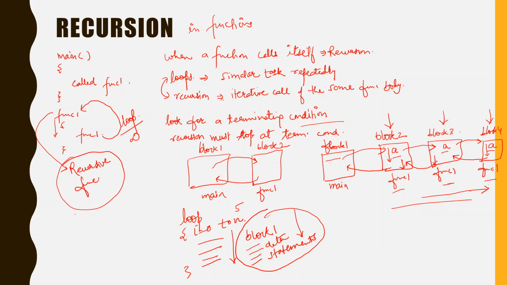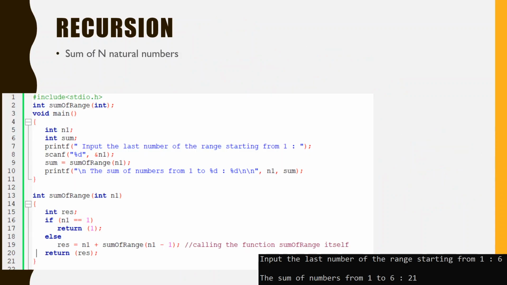So this is the concept of recursion, and as I have compared it with loops, we will see a more detailed comparison with the loop in an upcoming slide. Let us first see one example of finding the sum of n natural numbers with the help of recursion.